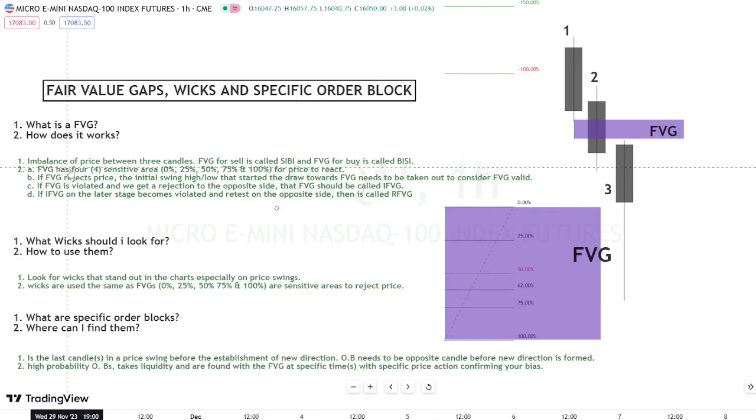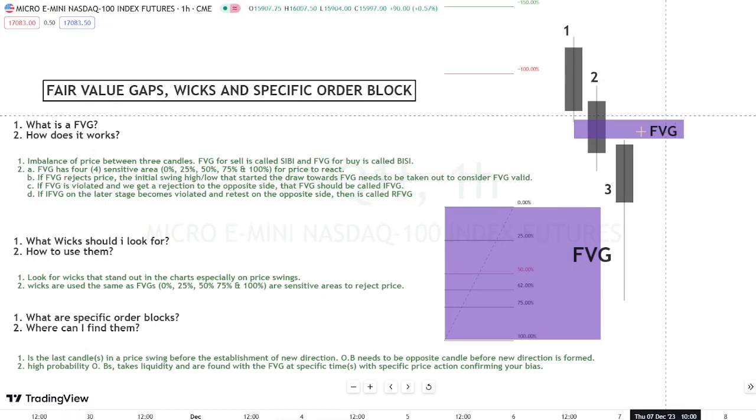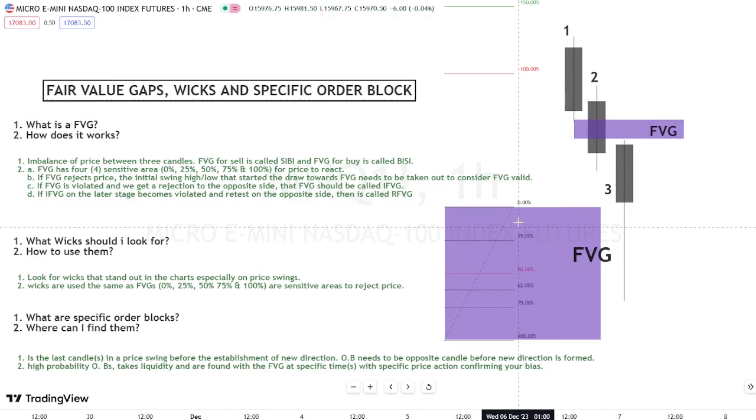If the fair value gap rejects price, and price moves above the fair value gap, it goes above here. The initial swing high or swing low that started the draw towards the fair value gap needs to be taken out to consider the fair value gap valid. Sorry guys, let me understand the statement again. Okay, let me just explain the statement, please.